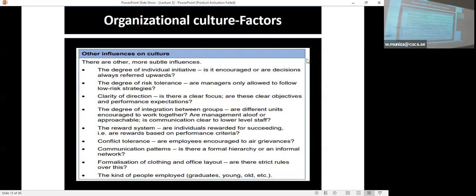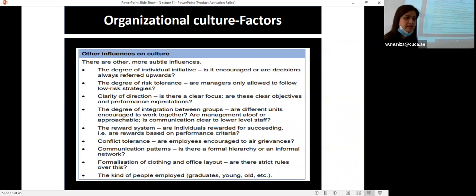Apart from these six factors, there are some more influences which can be present on the organizational culture. Let's see. The first one, they are telling us the degree of individual's initiative. How every individual is entrusted to take an initiative in the organization. Look, if the persons are very lazy, they do not want to bring new practices to the organization, then the culture of the organization will be very lazy.